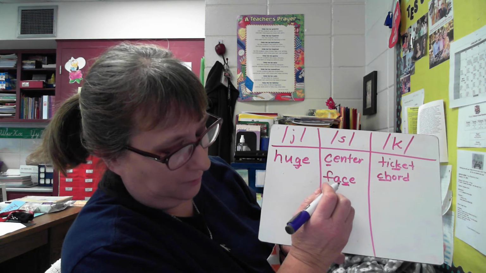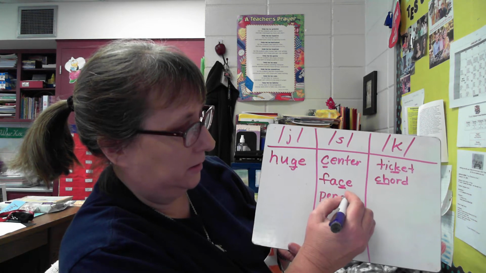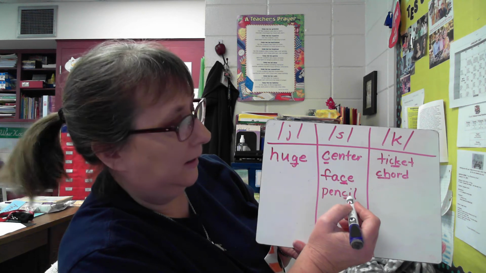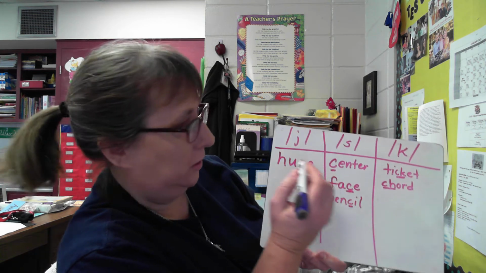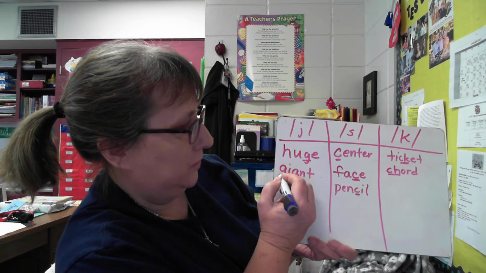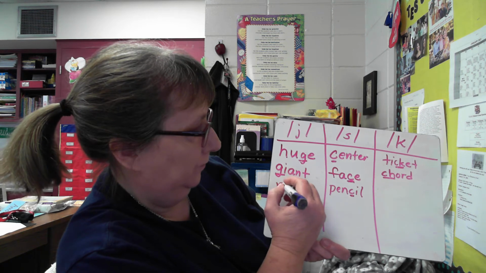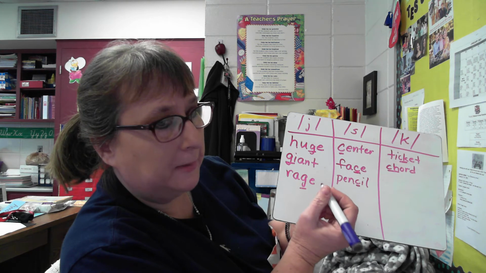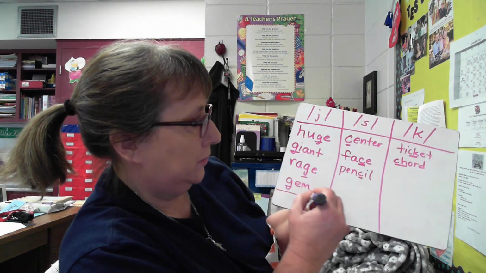What about the word pencil? P-E-N-C-I-L. Notice that C is followed by what? An E and an I, so it gives you that S sound. What about giant? J. Many of you have seen this word several times. What about rage? Rage. Okay. Gym. J again. Now what are our choices?